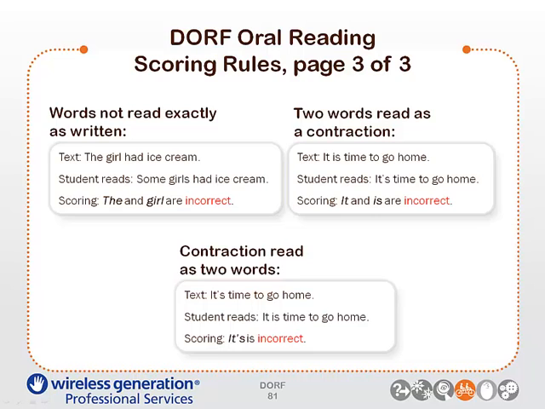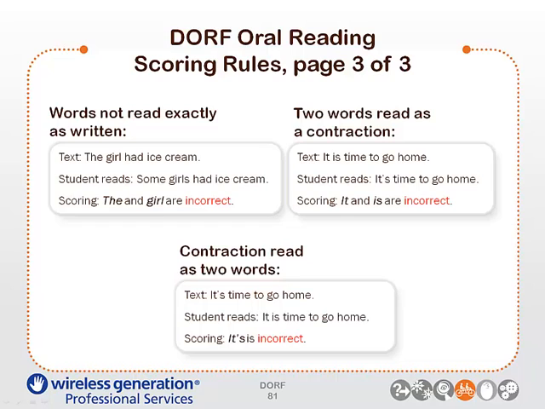For contractions, if 2 separate words are read as a contraction, score both words incorrect. So, it is time to go home. And the student reads, it's time to go home. It and is are marked incorrect.